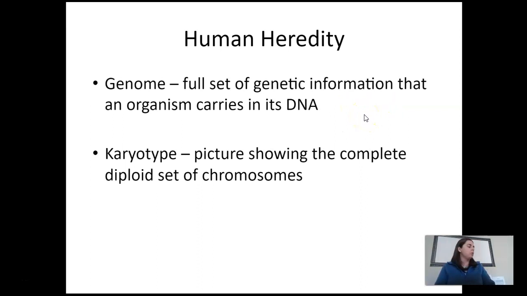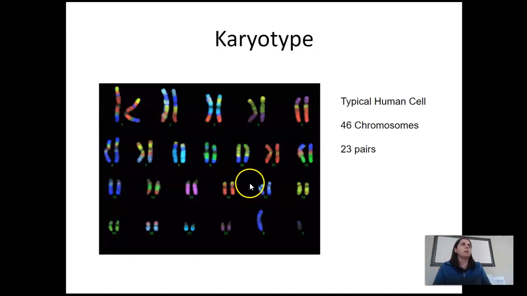Alright, so human heredity. There's two things you need to know. You need to know about a genome, which is your full set of genetic information that an organism carries in its DNA, and then also a karyotype, which is the picture showing the complete diploid set of chromosomes. And we'll look at an example of what a karyotype is here in a moment.